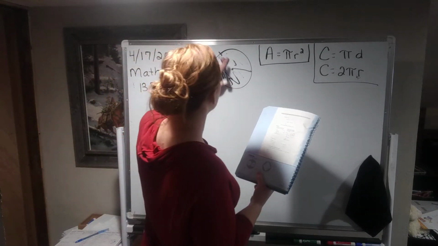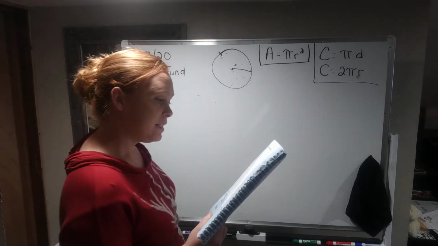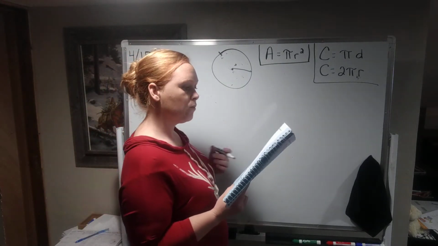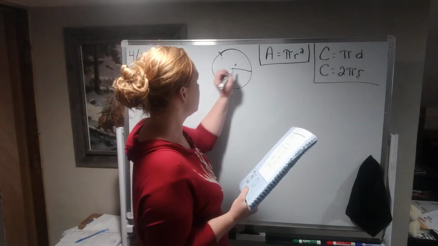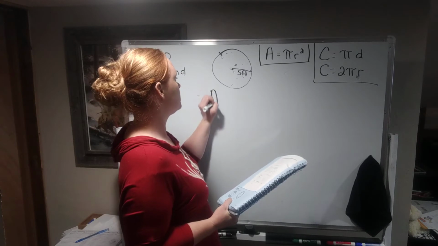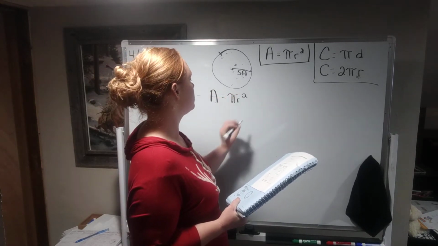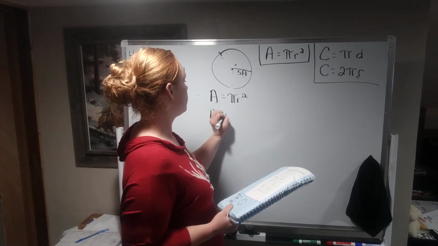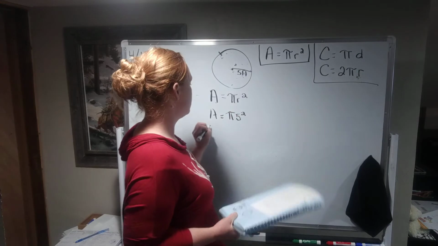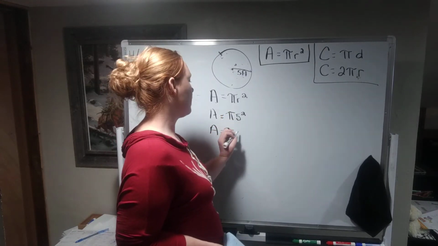They give us a circle. I'm going to go ahead and use this one. And they tell us find the area for the circular flower bed. Use 3.14 for pi. And it tells us that the radius is 5 feet. Okay, so I plug it into my formula. Area equals pi r squared. So area equals pi. I'm going to put my 5 in squared. So the area equals pi times 5 times 5 is 25.